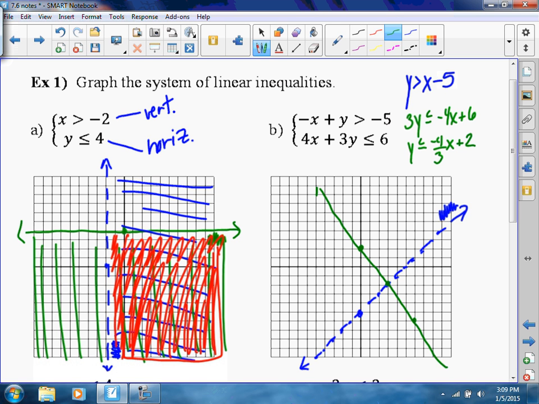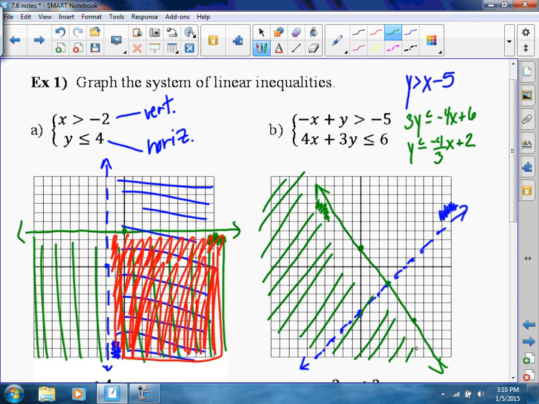Now, in the past, we wanted the ordered pair where the lines crossed. And these lines do cross at a nice ordered pair, but that's not going to be my only solution. So I'm not going to write down that ordered pair today. I'm going to shade. And for that green line, it was less than or equal to, so I was going to shade everything below that line. So again, let me shade everything below the green line.